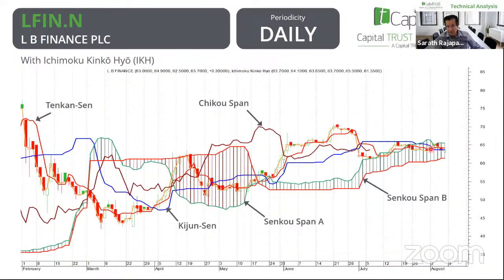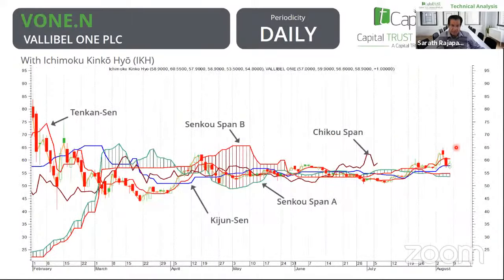Again, the cloud is green, span A above span B, but the candlesticks are inside the cloud. Hold. Valuable one.